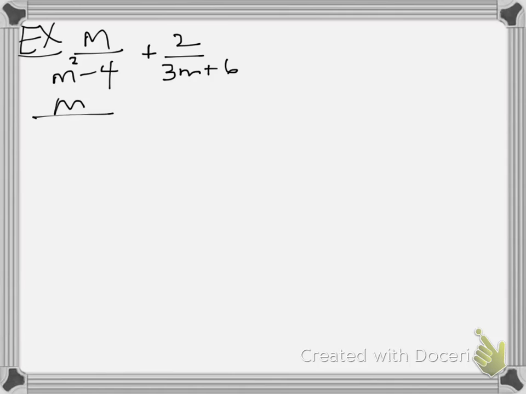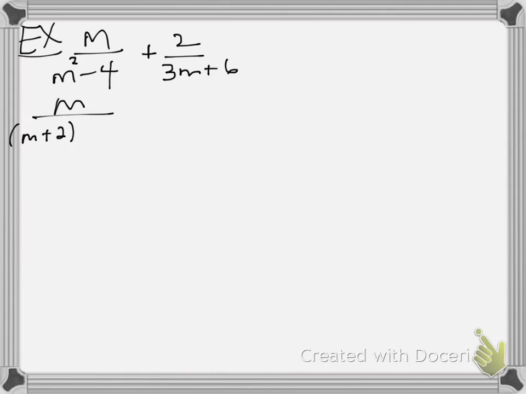Okay. So now we have m over m squared minus 4 plus 2 over 3m plus 6. Okay, fun stuff. Okay, we have difference of squares. So, again, I have m over, if I change this to my difference of squares, what do I end up with?